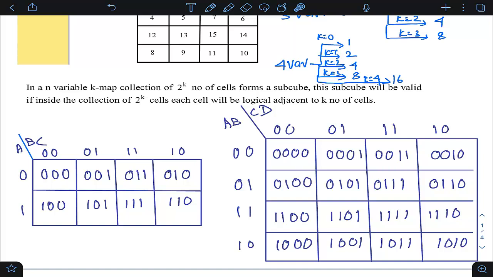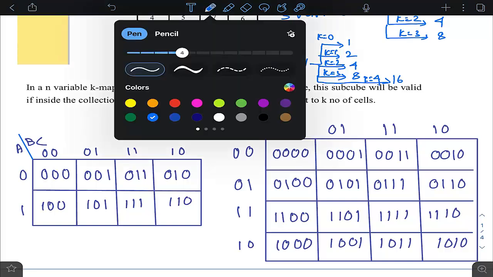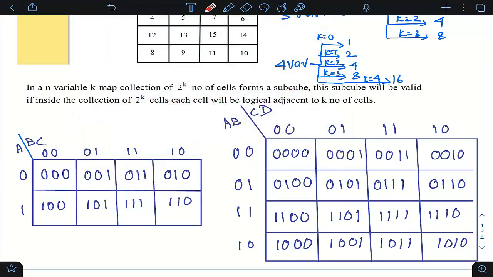But this subcube is said to be a valid subcube if, inside the 2 power k cells, each cell is logically adjacent to k number of cells. Now, suppose for example, students, for understanding purposes, let me take a collection of 4 cells. This is the collection I am taking. So, this is a subcube because it is a collection of 2 raised to power k, a collection of 4 number of cells. I want to know whether it's a valid subcube or not.